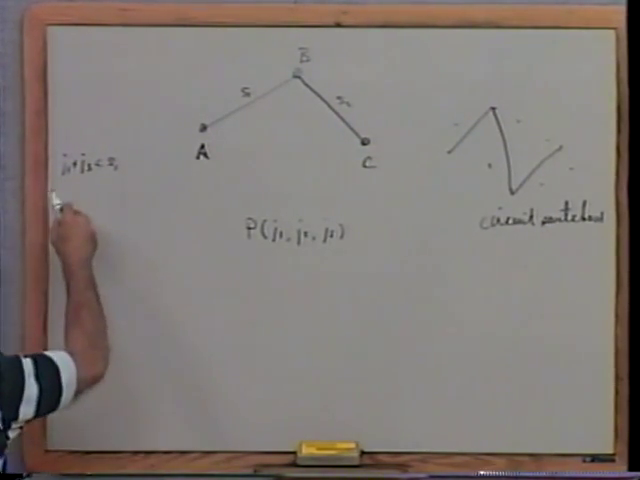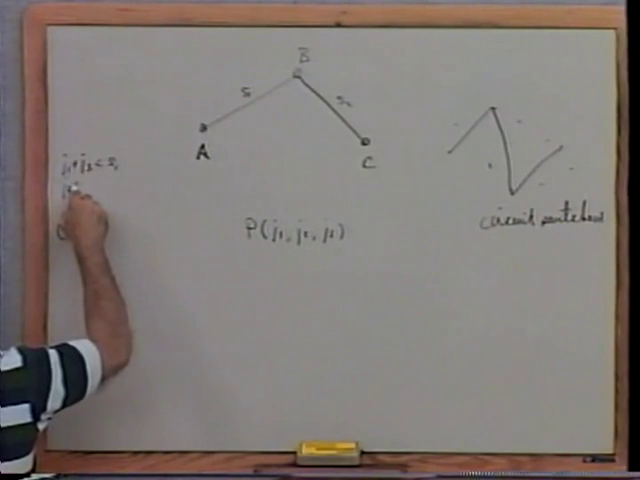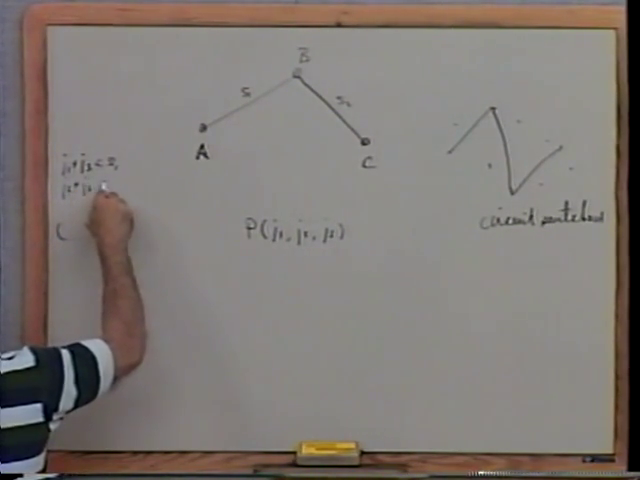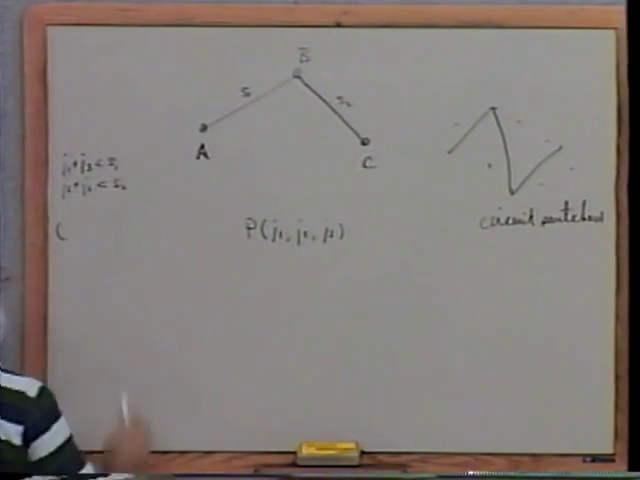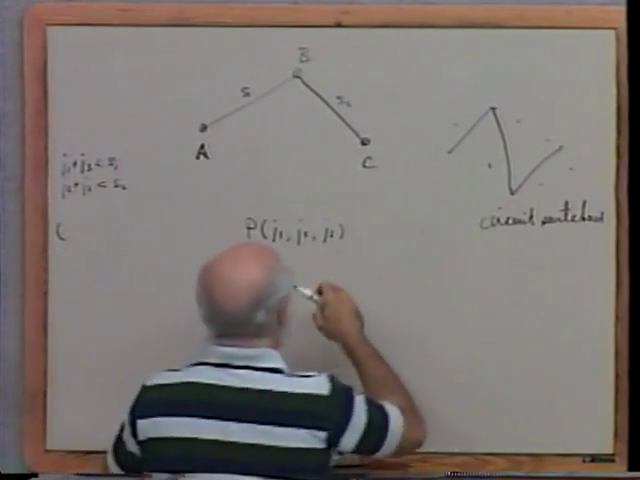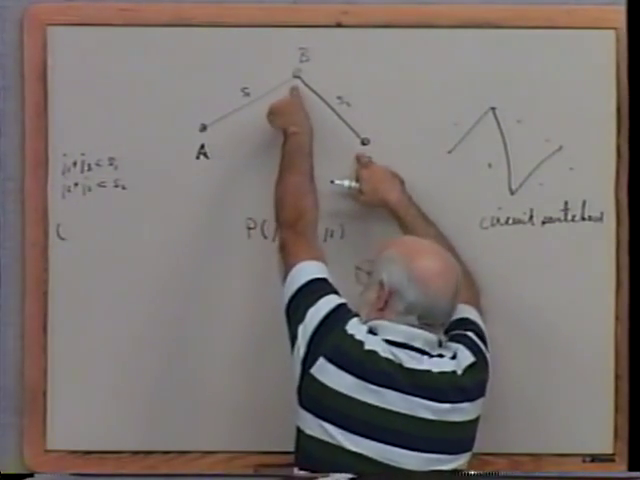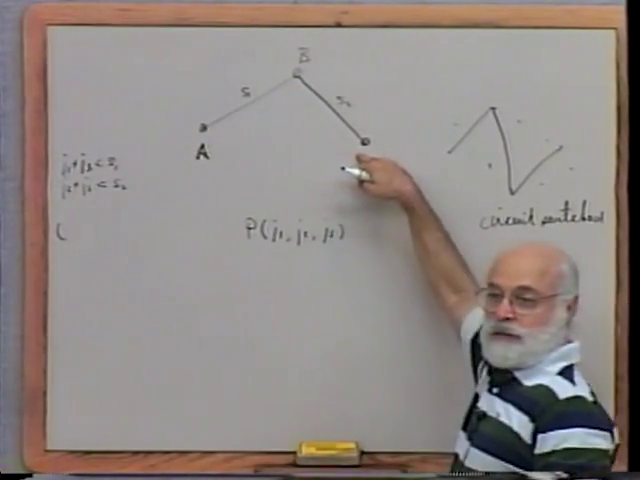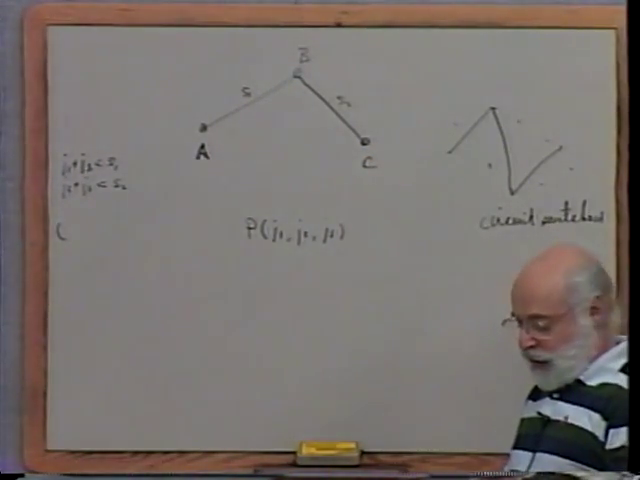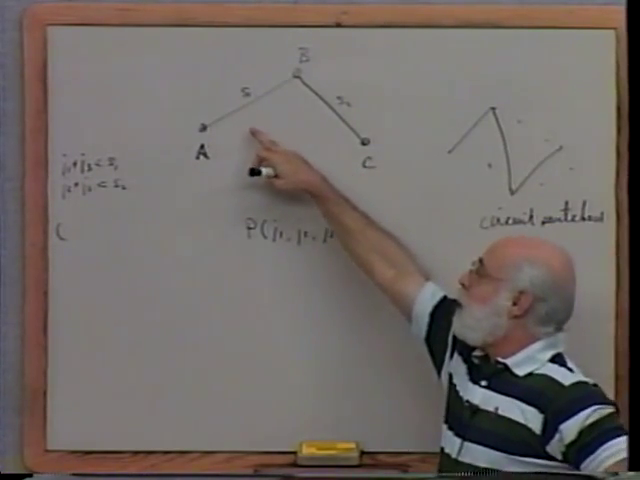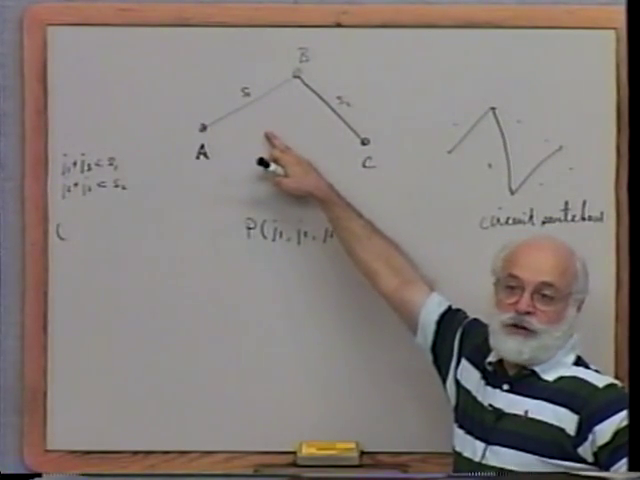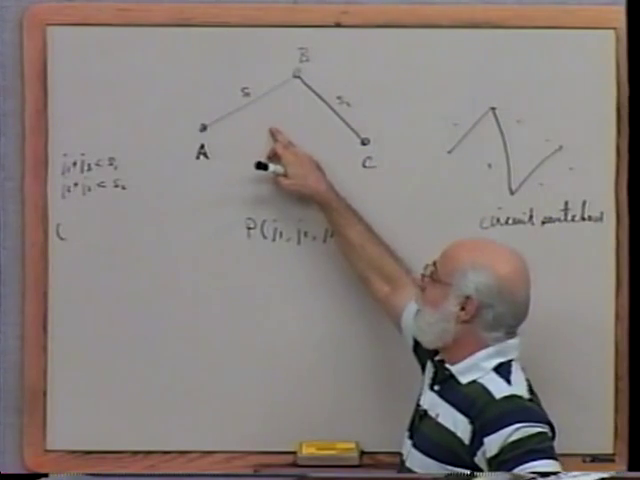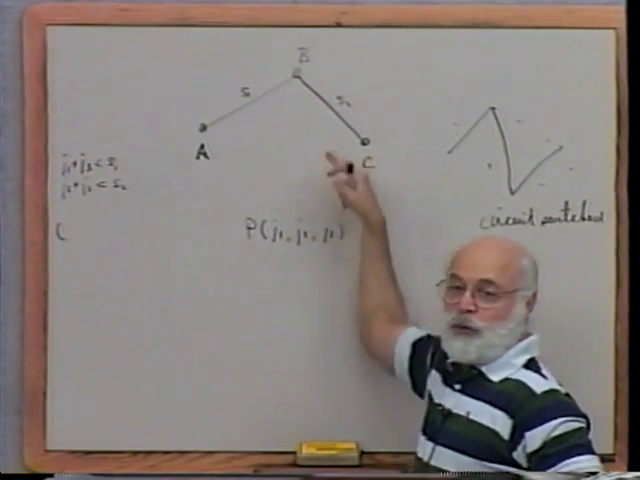And similarly, J2 plus J3 is less than S2. J2 is the number of calls going between B and C, and J3 is the number of calls going between C and A. Okay, so the states of these trunk groups are not independent of each other because they're linked in a sense by the calls between A and C.